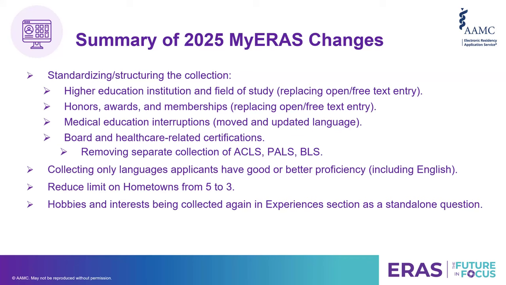And then last but not least, again, we have a lot of resources online that have indications of changes to the application, whether it's changing fields on how they're collected, setting the limits on the number of hometowns or experiences, or even potential changes to other sections of the application, like the hobbies and interests area, as you can see here. The gist here is to take a look at our resources online to see what those changes are. Try to get into the application earlier rather than later so that you can anticipate these changes and adjust your experiences accordingly.